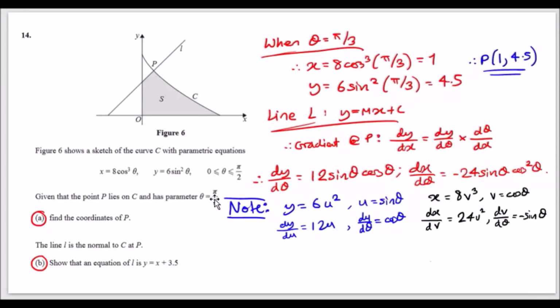Alright, so this is actually easy. Since we know the parameter is this, plug in pi over 3 into x and y, and you get the coordinates. Plug it in and you get 1 and 4.5. And that's it, P is done.